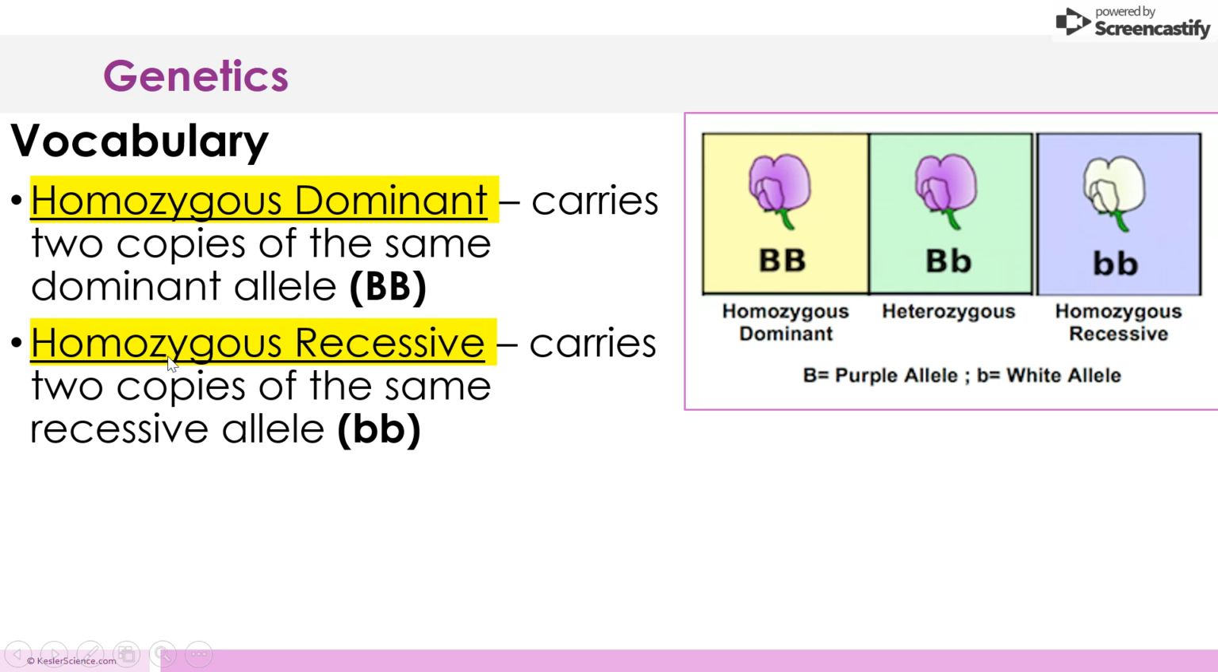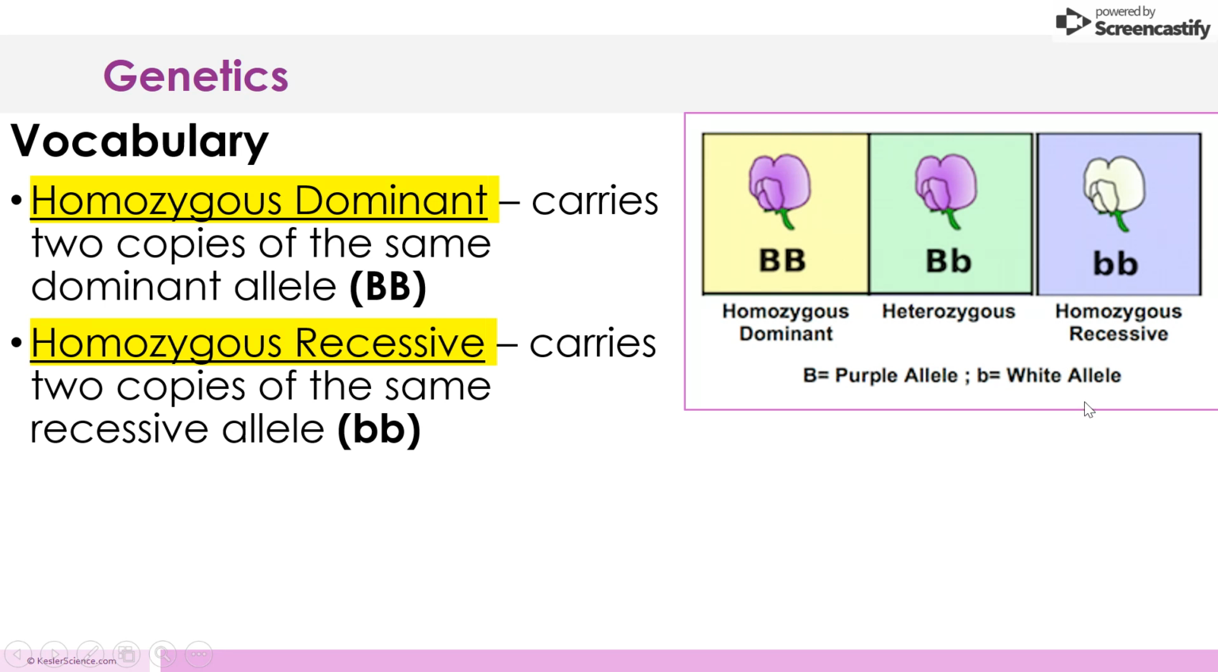So homozygous recessive, homo meaning same, recessive meaning that we have lowercase letters. Homozygous recessive, we are going to have two lowercase recessive alleles. And because we do not have a dominant present, there is no capital B here, we do not have a dominant allele, all we're going to be left with is that recessive phenotype or that white allele, that white colored flower.